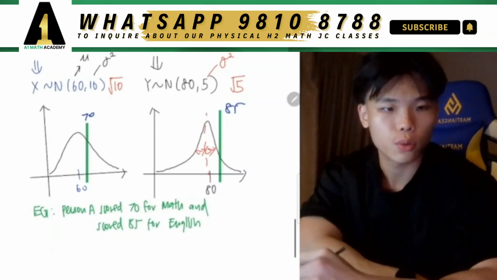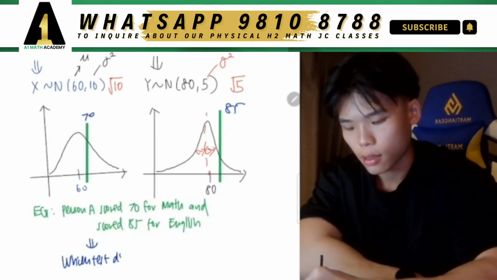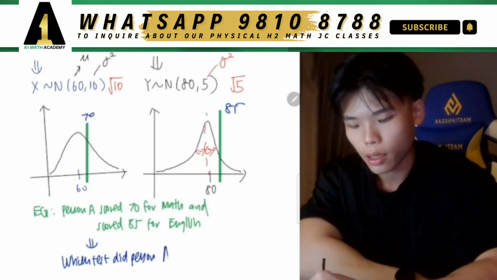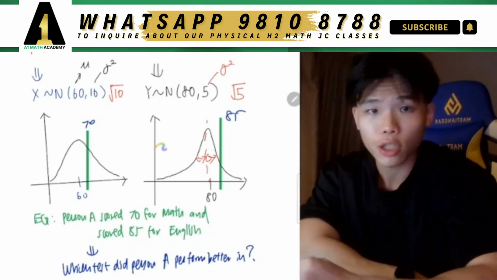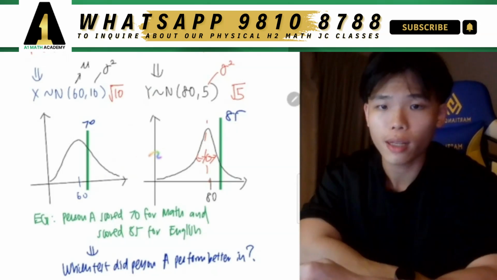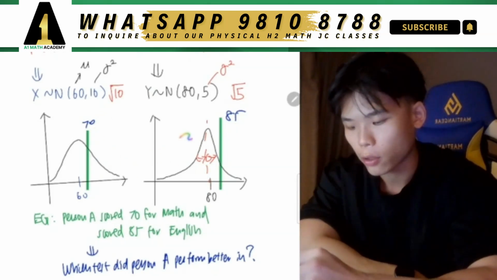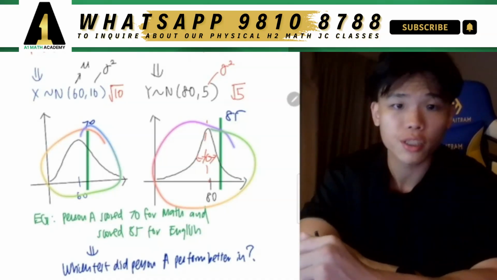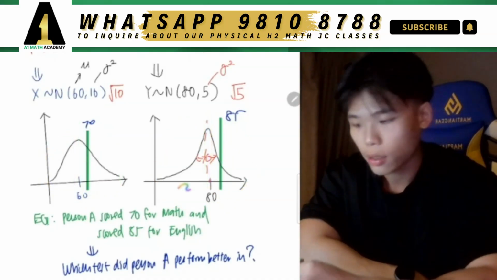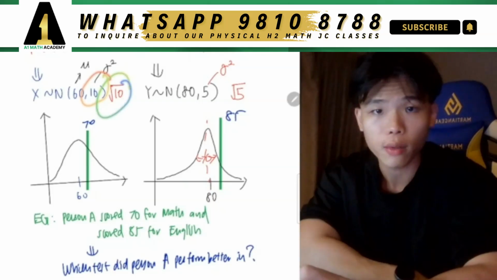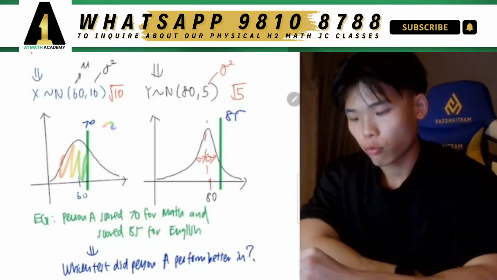Then what if I ask you this question: which test did person A perform better in? If we just compare side by side like this, it's very hard for us to tell whether person A did better for math or better for English. That's simply because these two curves have different spreads. This mean over here is 60, whereas this mean over here is 80. This standard deviation here is root 10, whereas this standard deviation here is root 5. So it's very hard for us to compare raw scores like that.